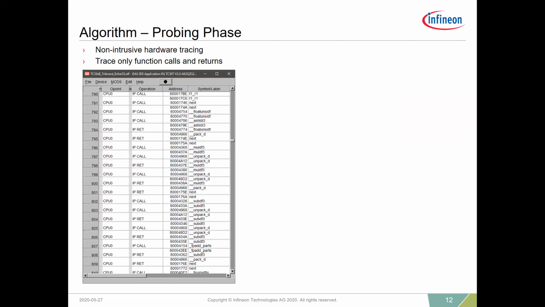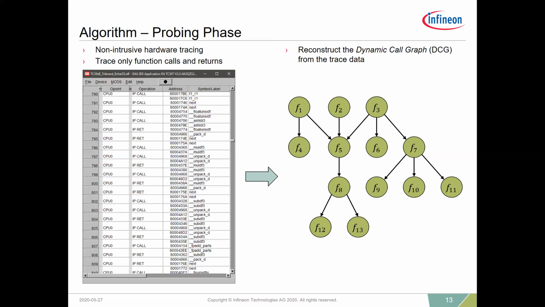At first, the probing phase. This is an example trace taken with the MCDS trace trio from Infineon. Here we perform non-intrusive hardware tracing with only function calls and returns, without time information or memory access information. From all these calls and returns, we can now reconstruct a dynamic call graph. Within this call graph, we see which function is calling which function and which function is called by which function. This call graph is then used to identify these groups I talked about before.